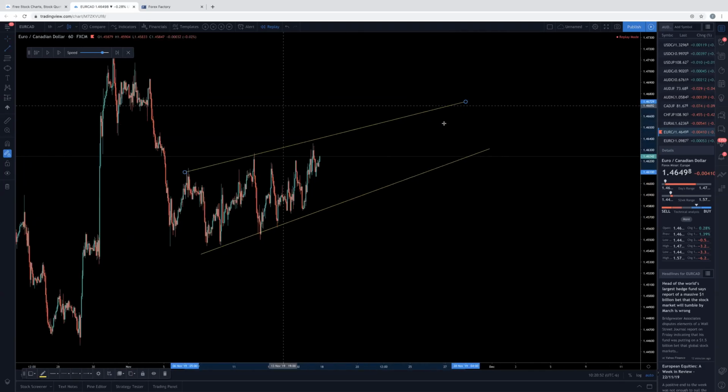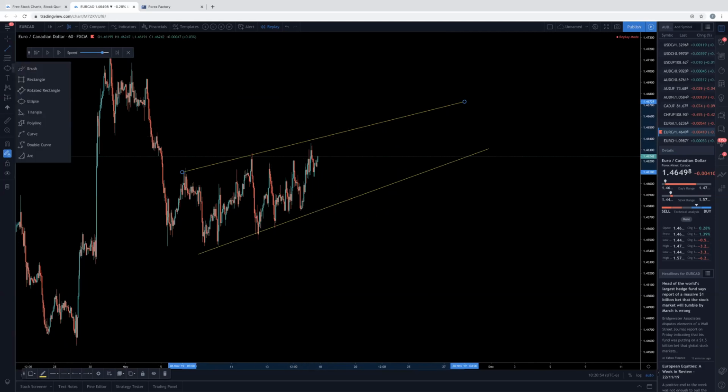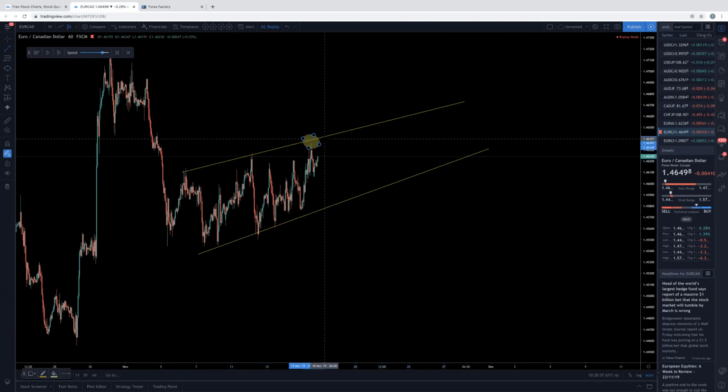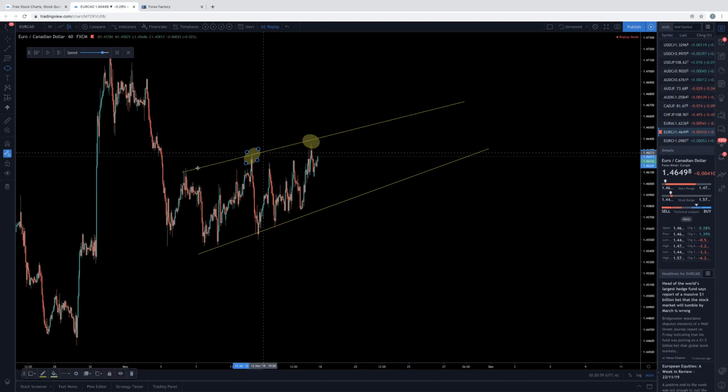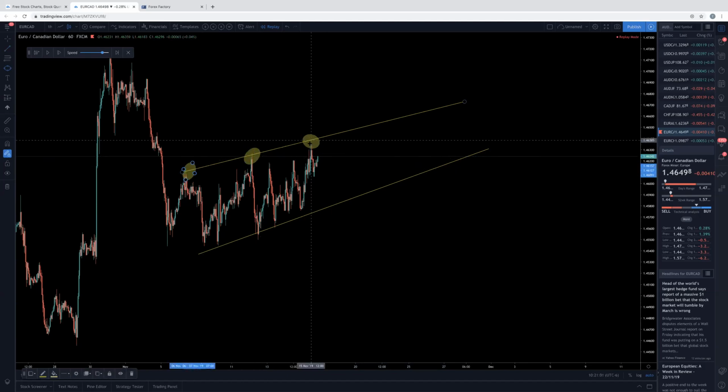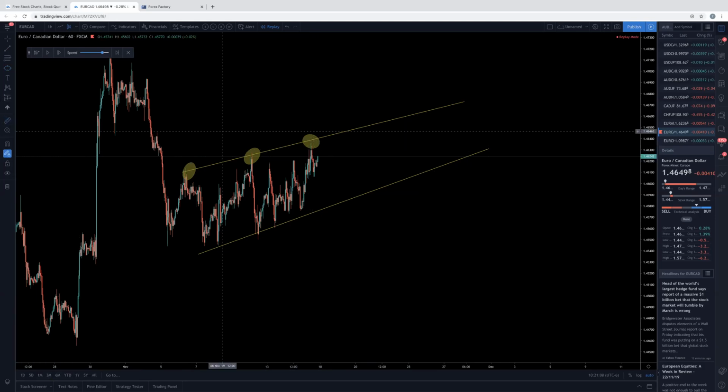Why? Because my entry was right here. This was my entry right here, just like that. This was my entry here. So by the time it decided to reverse, I was already up. Granted, I didn't make any money off of it, but I was already up 25 pips.